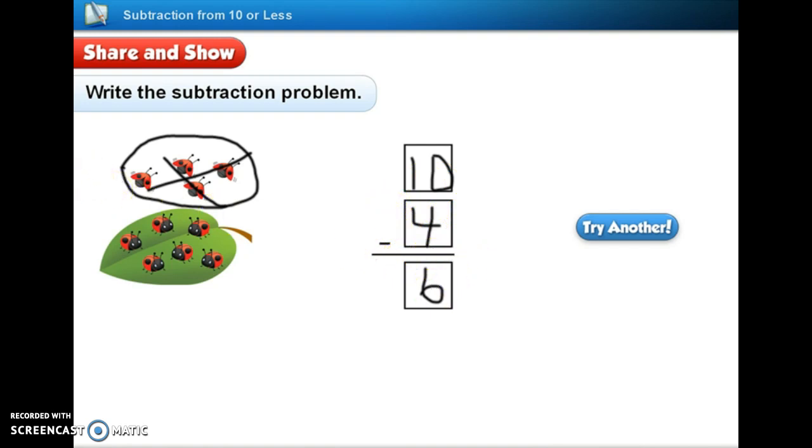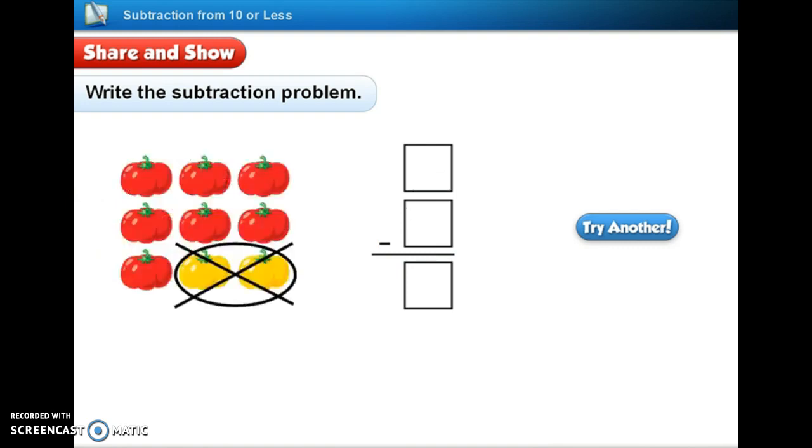You are doing excellent. Let's try one more, and then I'm going to have you work all on your own. How many peppers did we start with? Let's count to find out. 1, 2, 3, 4, 5, 6, 7, 8, 9. So I'm going to write 9 in our top box because that's our whole. That's what we started with.